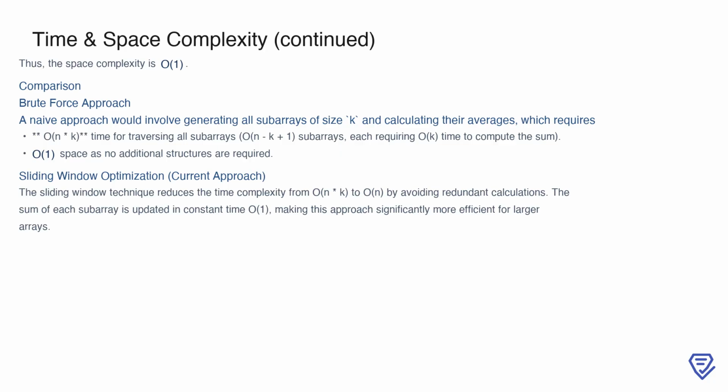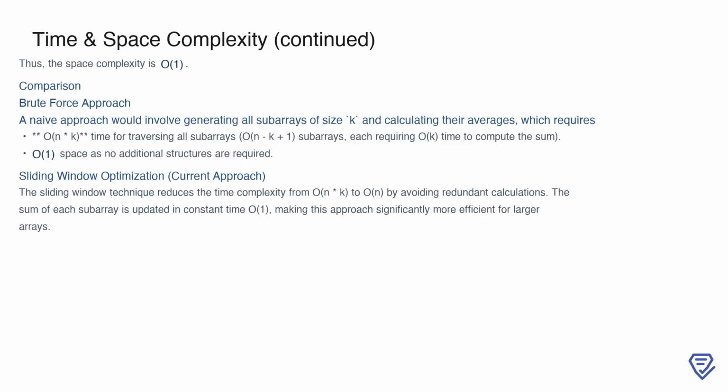To better understand the efficiency of the sliding window approach, let's compare it to the brute force method. A naive solution would involve generating all possible subarrays of size k and calculating their averages. For an array of length n, there would be approximately O(n-k+1) subarrays, and computing the sum of each subarray would take O(k) time. This results in a total time complexity of O(n*k).